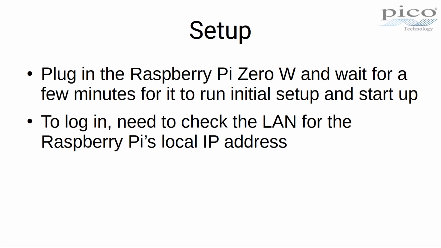Then, remove the microSD card from your computer and insert it into the Raspberry Pi Zero. Connect it to a suitable power supply, and the green light should turn on and begin to blink. It may take a few minutes to do the initial startup and then to boot. To log in, we need to check the local area network for the Raspberry Pi's local IP address.